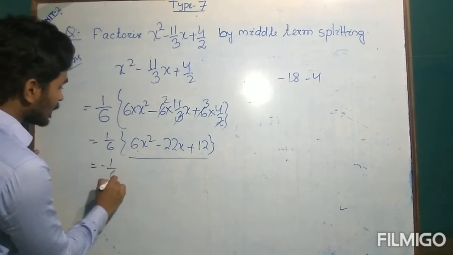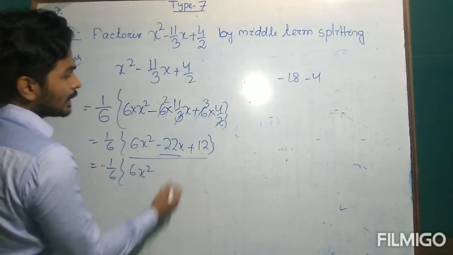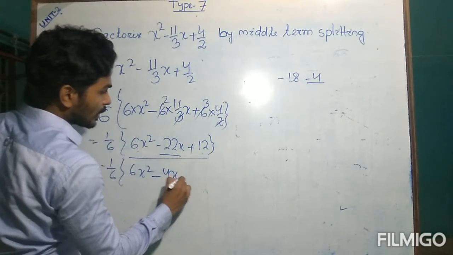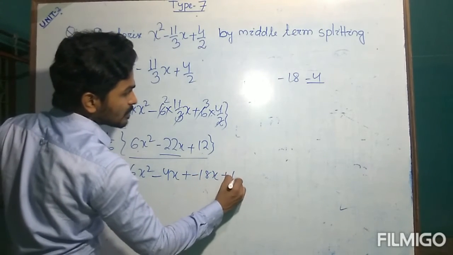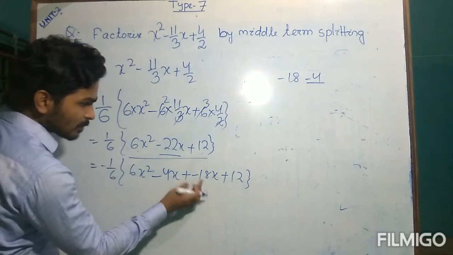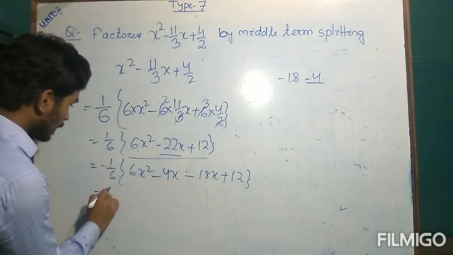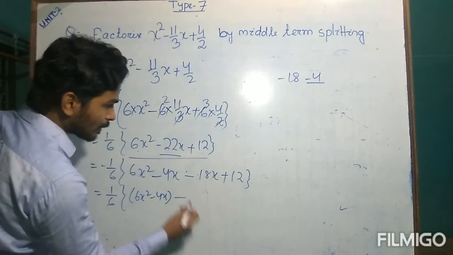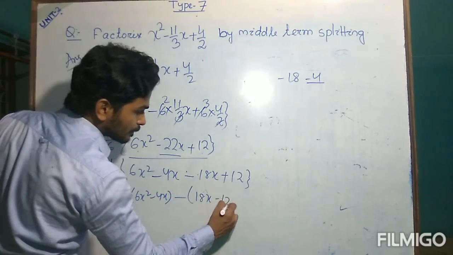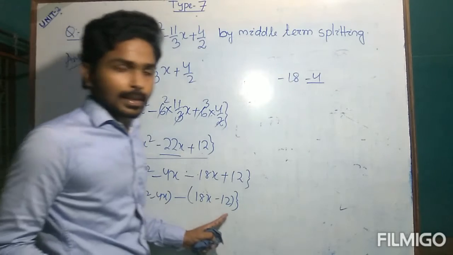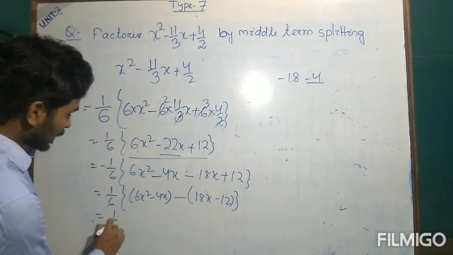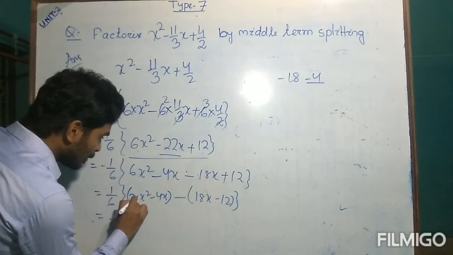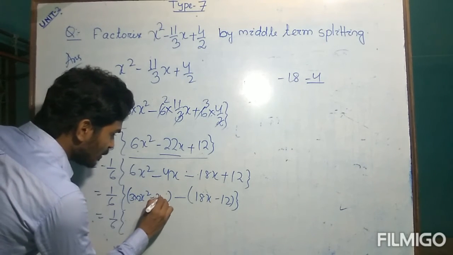So we can write now 1 by 6 whole into 6x square. In place of minus 22 we can write here, the bigger number first, minus 18x, minus 4x, plus 12. We have to put brackets over the first two terms and the second two terms. Do not forget to change the sign here. Now you can take common from 6 and 4. As 6 can be written as 3 into 2 and 4 can be written as 2 into 2.